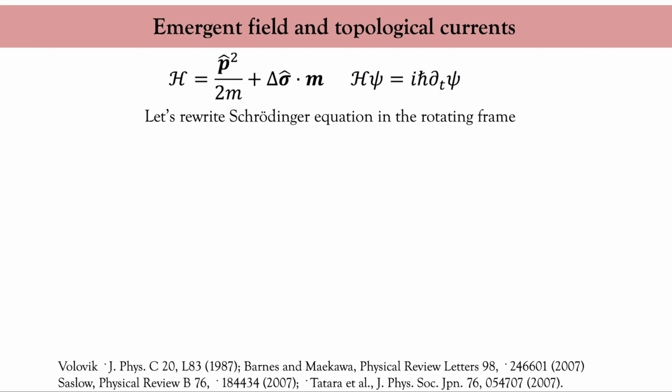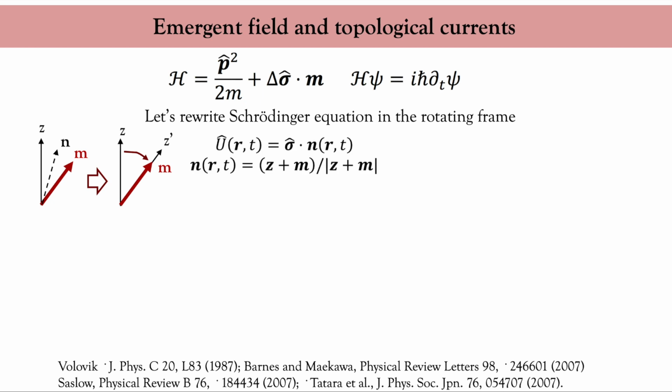Concretely, in the Hamiltonian given above, the global quantization axis is along z, whereas the magnetization varies in space and time. So what I want to do is to change the quantization axis and set it along the magnetization direction. I can do that by using this rotation matrix, defined in spin space, and where n is the direction around which I perform the rotation.